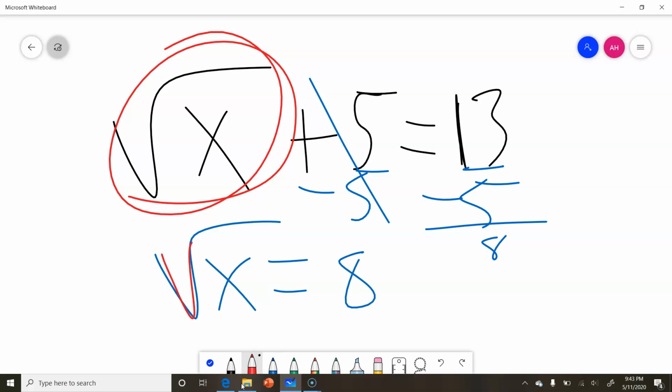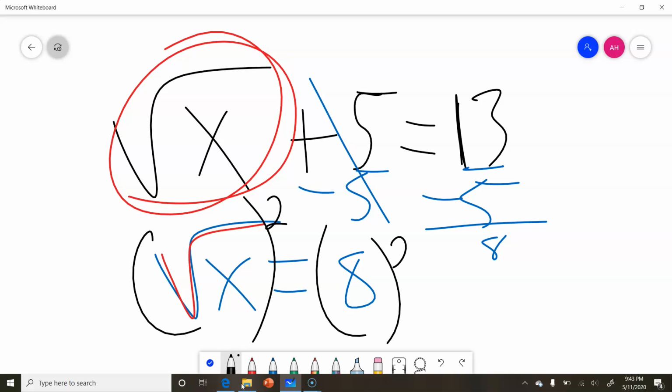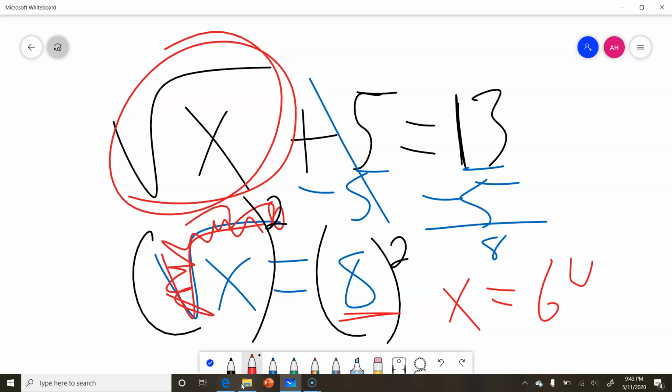Now, to get rid of this radical here, does anyone remember what we do? All we do is square it, and we have to do the same thing to both sides. So this makes this thing go away, right? When I square it and the square is gone, I'm just left with x equals 8 squared. What is 8 squared? 8 squared is 64. And that is my final answer, okay? Not too bad to do that.